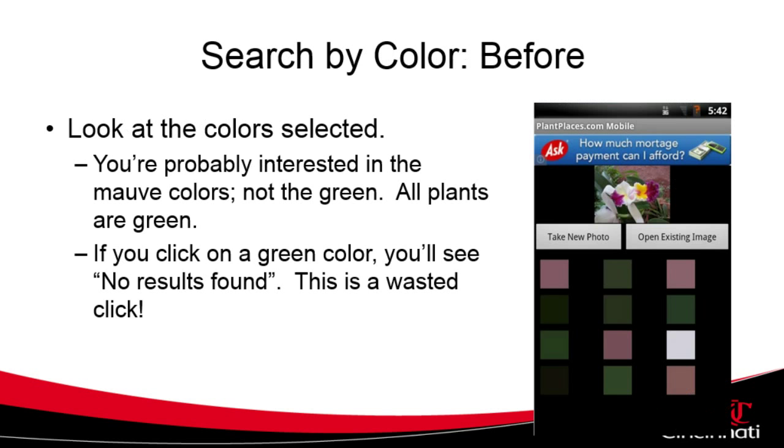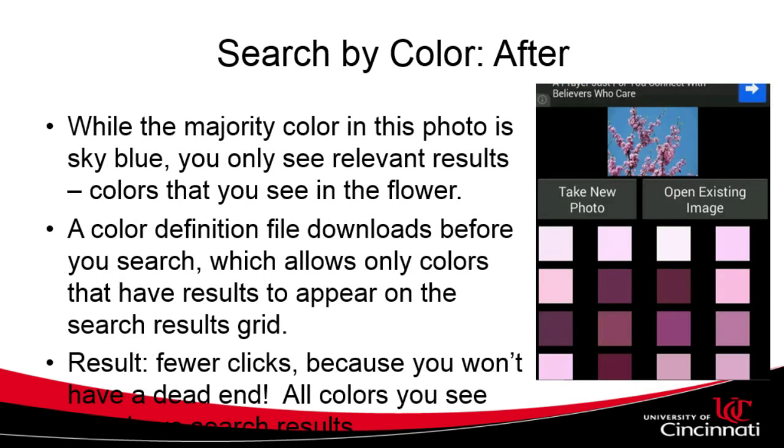Okay. Search by color, here's the before view. You see here's a picture of some flowers, and here are the colors that it indexed, some mauves and some greens. Now here's a trick. What if you search by color for green on a plant? You'll get all plants. All plants have green in them. That's chlorophyll naturally. So I have not indexed the color green in any plant. So if you clicked on these greens, you would get no results. And that's bad user experience because you're taking the user through unnecessary clicks.